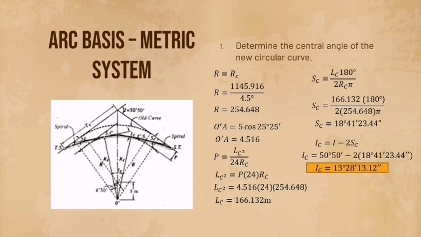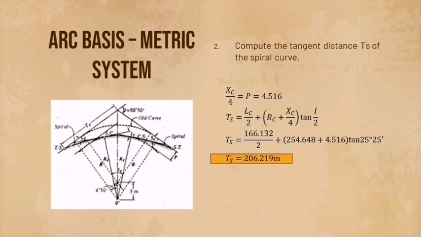So for IC, our formula is angle of intersection minus the SC, which is 18 degrees, 41 minutes, 23.44 seconds S. And the angle of intersection is 50 degrees and 50 minutes. So after calculating that, you'll get the IC. The value of IC is 13 degrees, 28 minutes, 13.12 seconds.